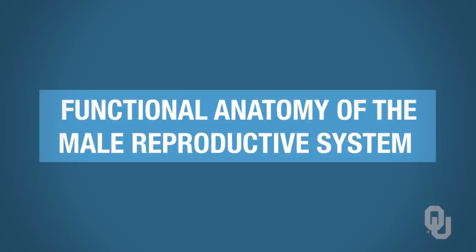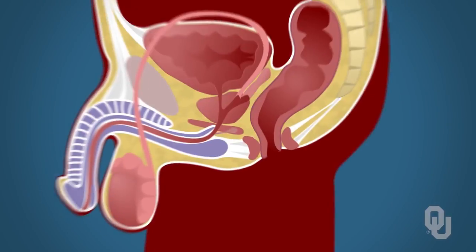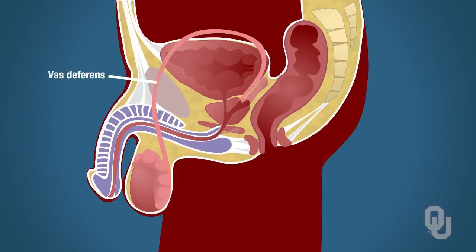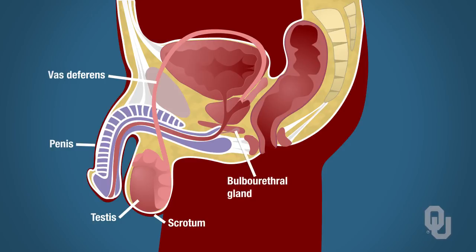In this video, we will focus on the functional anatomy of the male reproductive system. Let's begin by simply identifying structures that are important in the male reproductive system. These include the vas deferens, also called the ductus deferens, the penis, the testes, note that only one testicle is shown in this diagram, the scrotum, the bulbourethral gland, the prostate gland, and finally, the seminal vesicle.